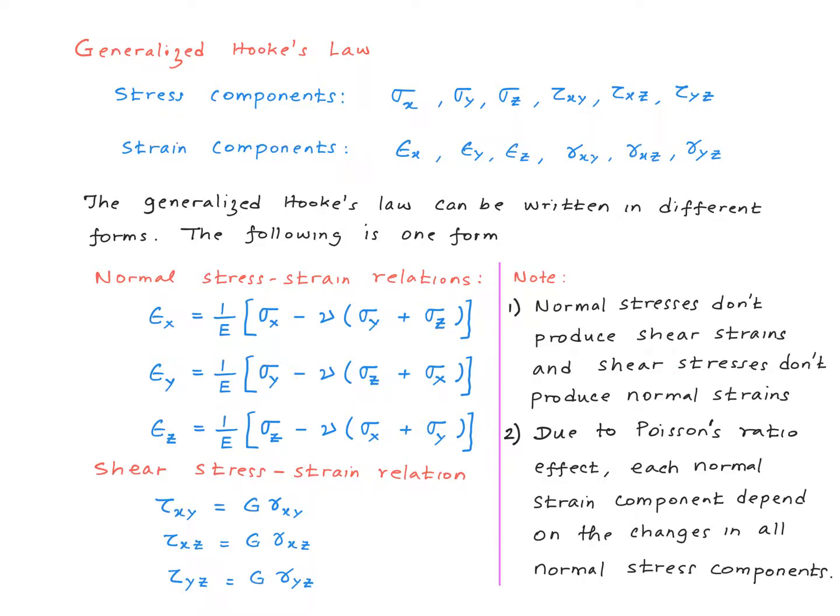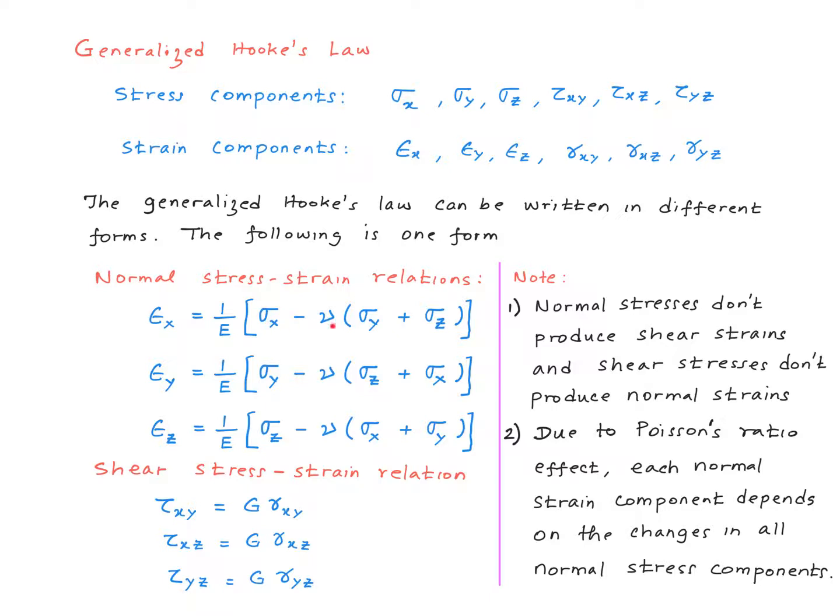So I made some comments here. Note number 1, normal stresses don't produce shear strains and shear stresses don't produce normal strain. And you see that clearly from these relationships, right? We don't have any normal stresses here. We don't have any shear stresses here, right? Note number 2, due to Poisson ratio effect, each normal strain component depends on the changes in all normal stress components. So this is what we discussed a minute ago.